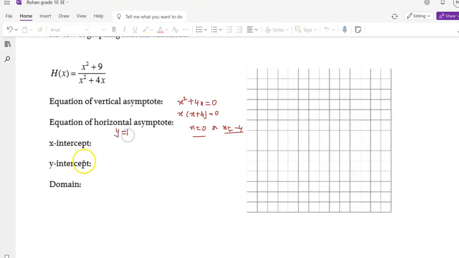X intercept. How do you find the x intercept? Substitute y as 0. Correct. So x squared plus 9 is equal to 0. So no solution. So basically no x intercept.